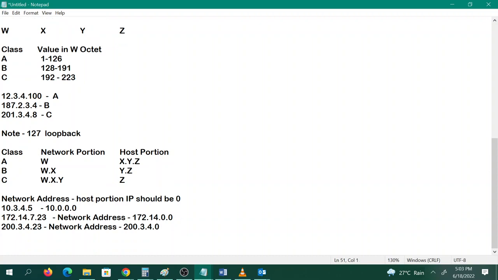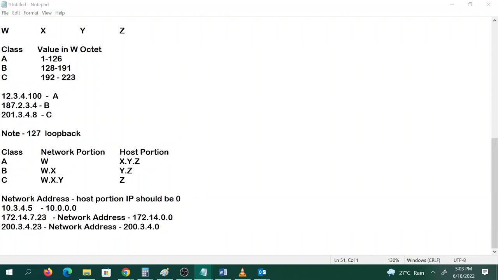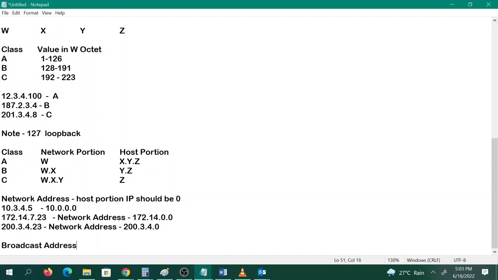Second is the broadcast address. So what is the broadcast address? For the broadcast address, there is a thumb rule: the host portion of the IP should be all 1s.